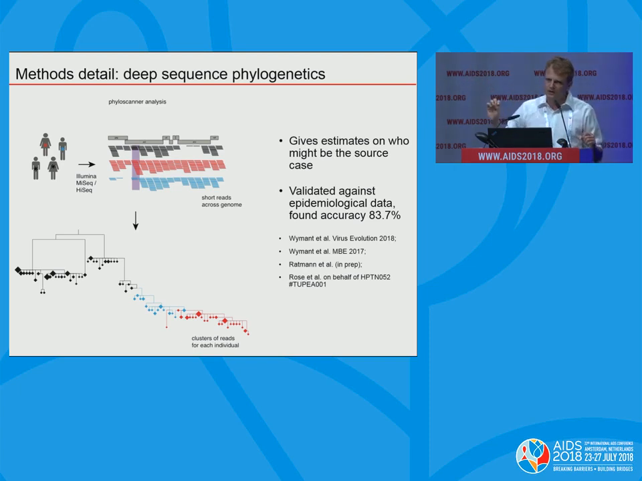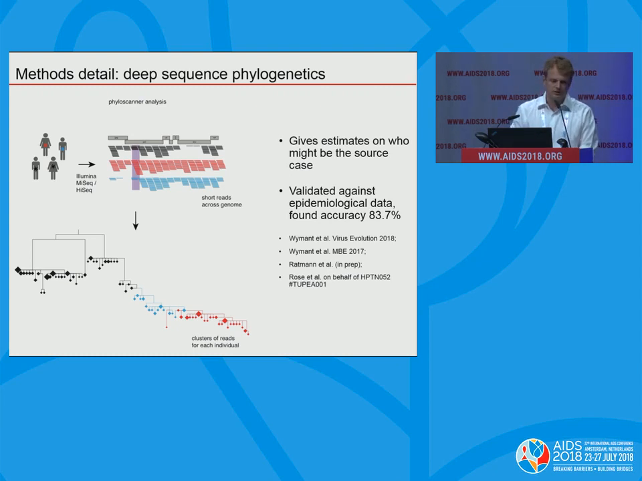And what we discovered is that these clusters usually have a particular direction. So one is first and one is second in the phylogeny. And this ordering gave us a phylogenetic estimate of who is source and who is recipient. And when we validated this against epidemiological data, we found an accuracy of 83.7% in our study in inferring source cases from deep sequencing data.